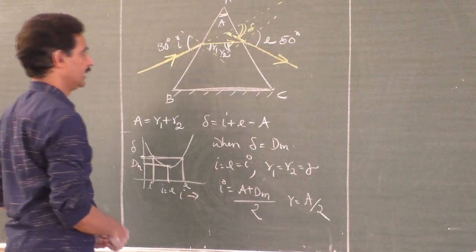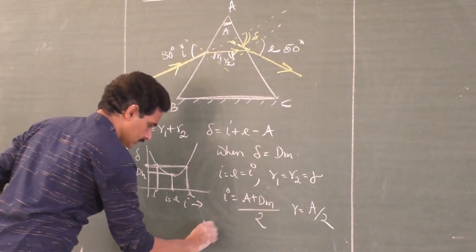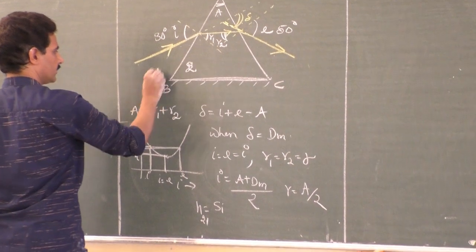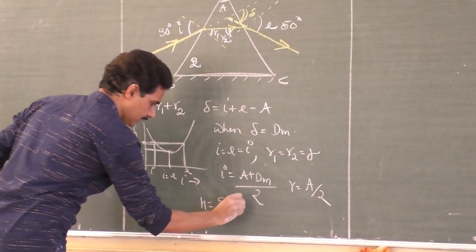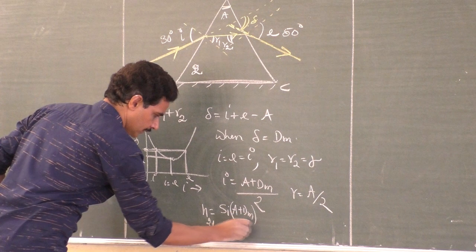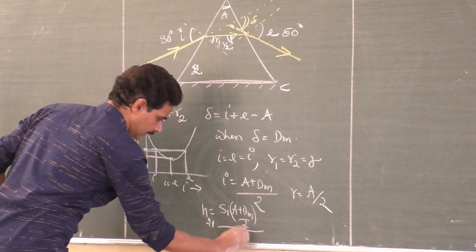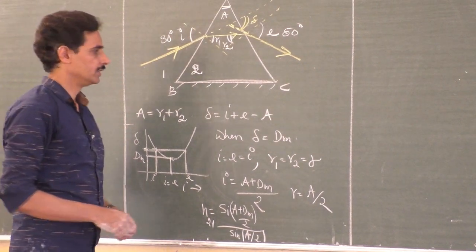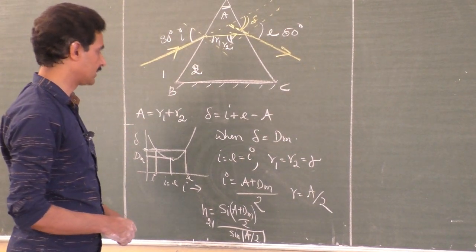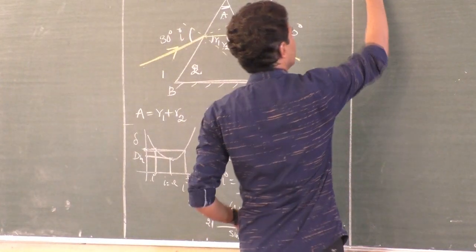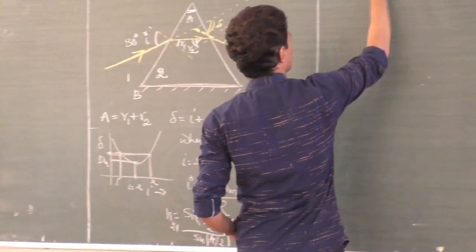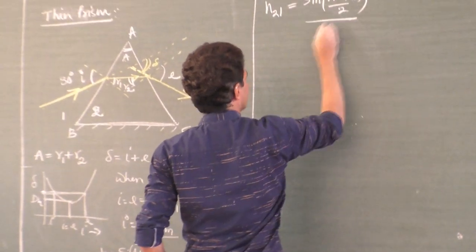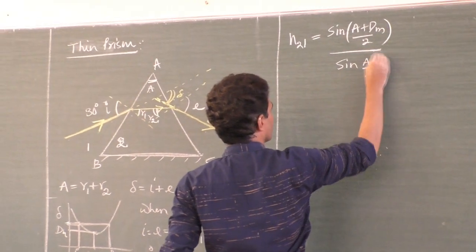Then the final formula, that is n21, the refractive index of the second medium with respect to the first medium, equals sin((A plus dm) by 2) by sin(A by 2). Right? This is the formula that we have got. So the refractive index of the material of the prism with respect to the surrounding medium, n21, equals sin((A plus dm) by 2) by sin(A by 2).